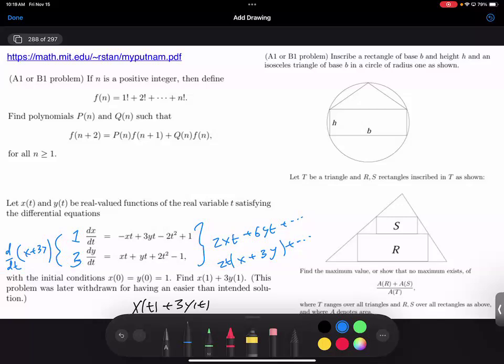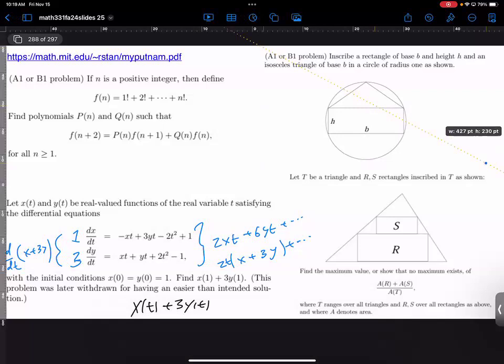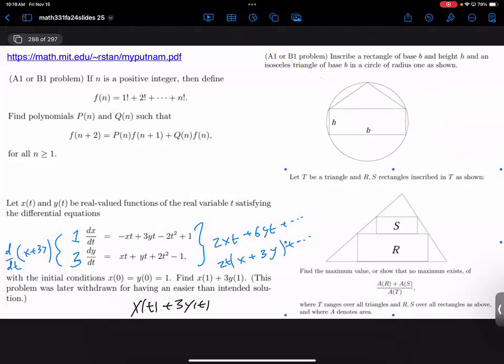Okay. Problem A1 or B1: inscribe a rectangle of base B and height h and an isosceles triangle of base B and a circle of radius 1 is shown. It looks like it's cut off the problem.